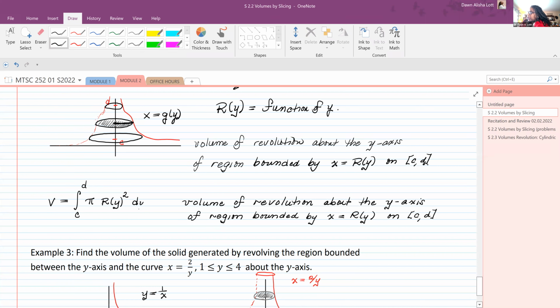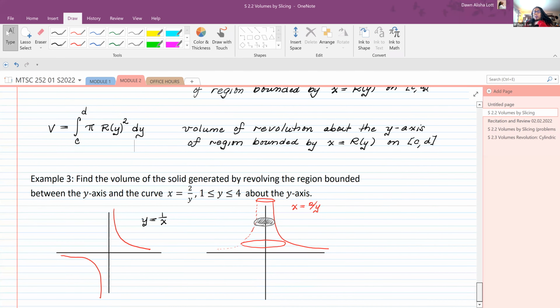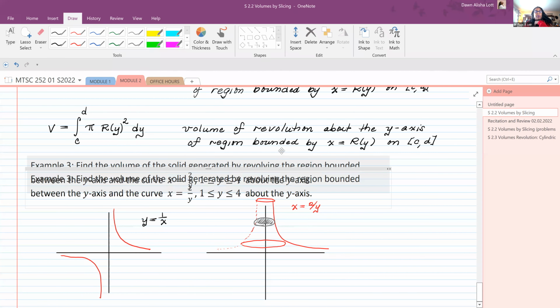It's always good to go back and look over your notes. Okay, and so now the volume is a function of y on the interval CD. So here, this was the example that we started with. I want to find the volume of the solid generated by revolving the region bounded between the y-axis. So the y-axis is here. The curve x equals 2 over y between y equals 1 and y equals 4. So we got this picture right there.